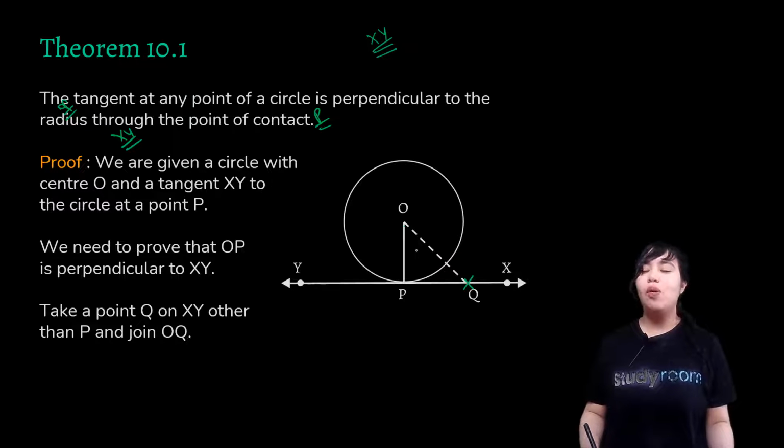You can join these points O and Q by means of dashed lines. And now what we need to prove is that this distance OP, which is the radius of the circle, is perpendicular to the tangent which is XY.